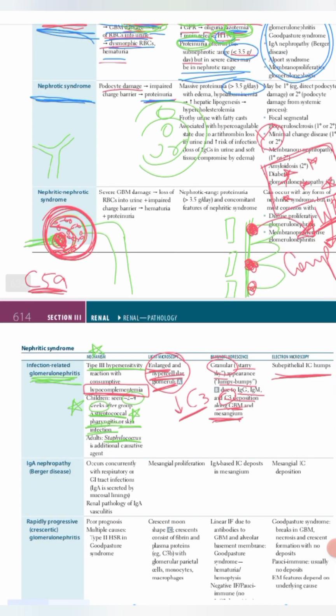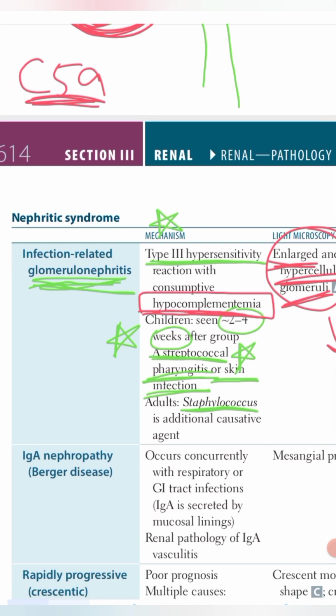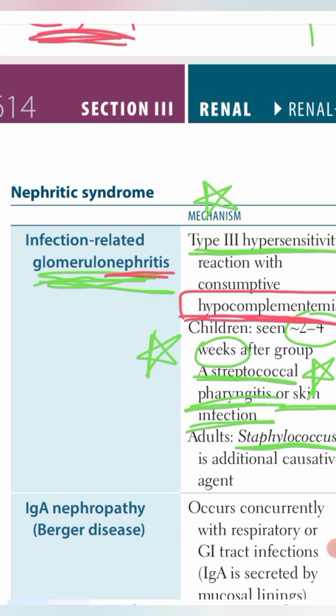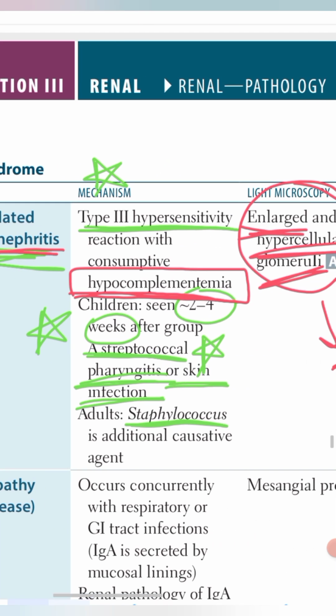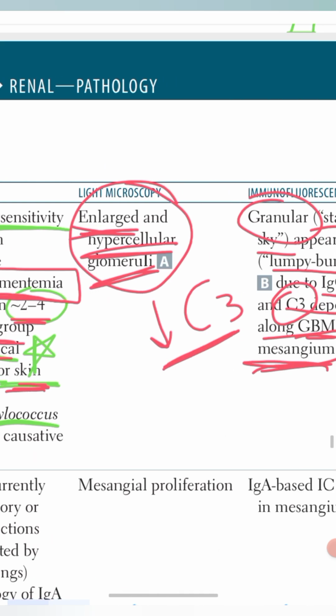So what happens in infection-related glomerulonephritis is inflammation of the glomeruli due to an infection, which can be of the skin or the throat, due to group A streptococcus. When this infection occurs, it causes antigen-antibody complexes and damages the kidney, and after 2 to 4 weeks the patient will present with signs and symptoms of nephritic syndrome. It is a type 3 hypersensitivity. There will be fewer complements remaining in the blood.